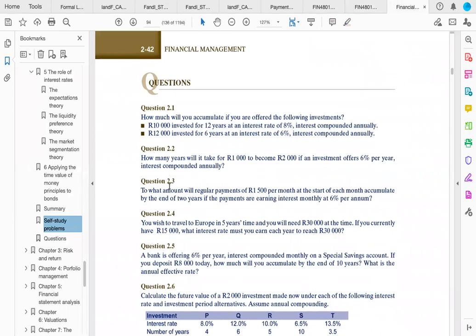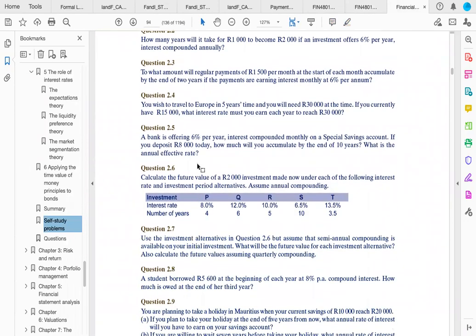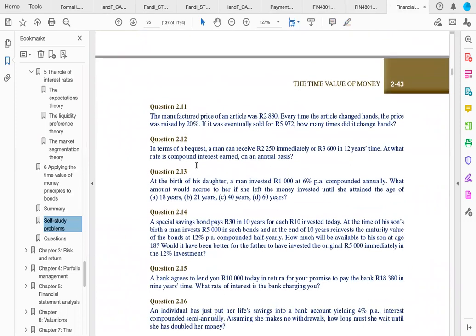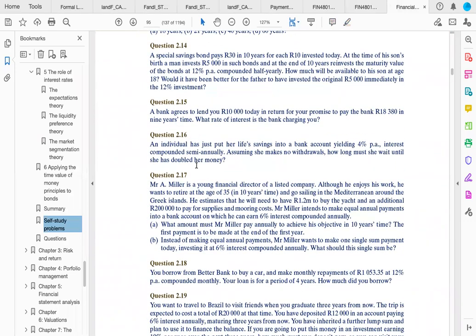Questions 2 and 3 are just simple questions, and the calculations are at the back. It's just important to be comfortable with your financial calculator. These are calculations that you will have done a lot of in your undergraduate study.